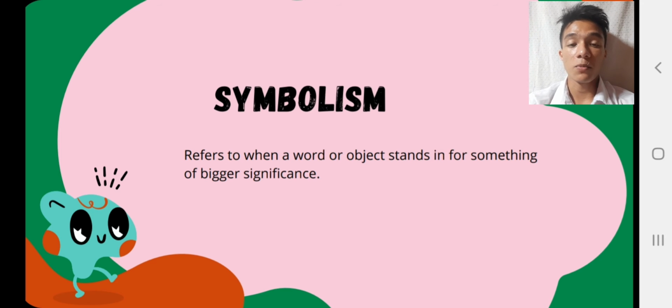Now next is symbolism. Symbolism refers to when a word or object stands in for something of bigger significance. In the great works of literature, symbols are often complex, encoding more than one thing in the same object.